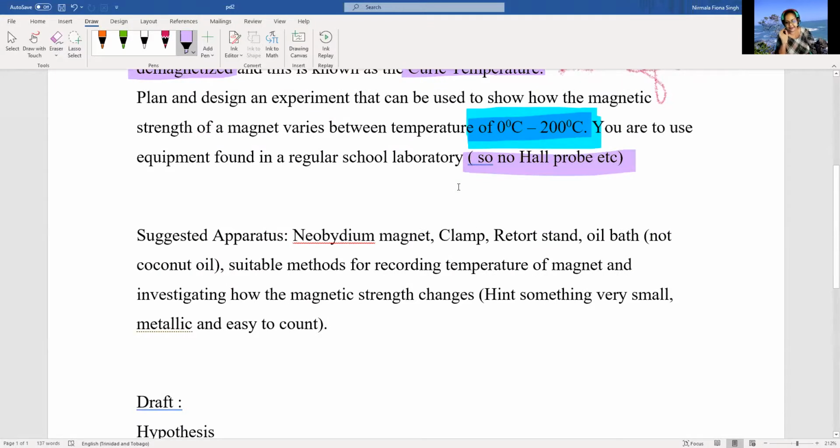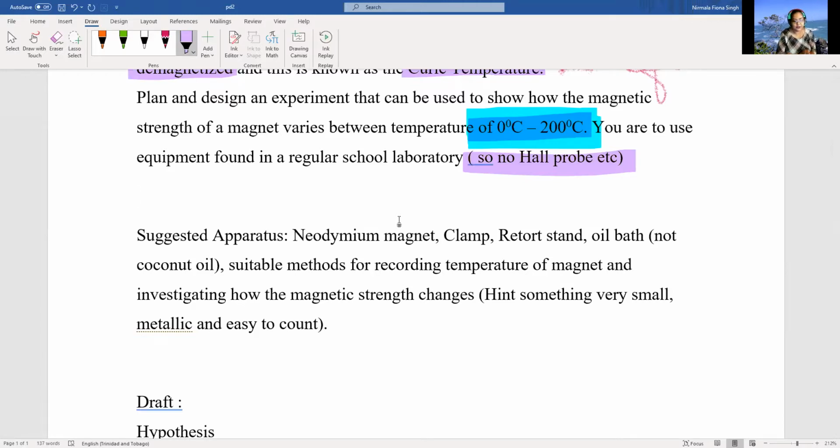So, suggested apparatus. You all could add more things, but you can't take away anything from this. You want your neodymium magnet. I think I spelled neodymium wrong. Let me find the proper spelling. It's with a D, neodymium. Neodymium magnets are those little super strong magnets that we have in school.